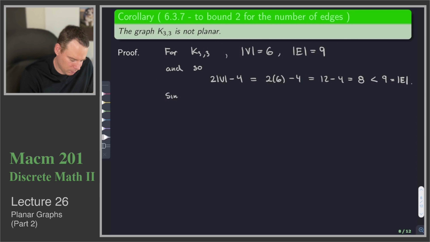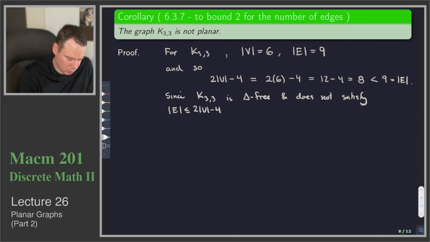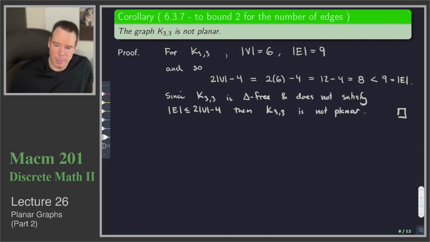And so since K3,3 is triangle free and does not satisfy the number of edges less than or equal to 2V minus 4, then K3,3 is not planar. And so we've proven that K3,3 is not planar.